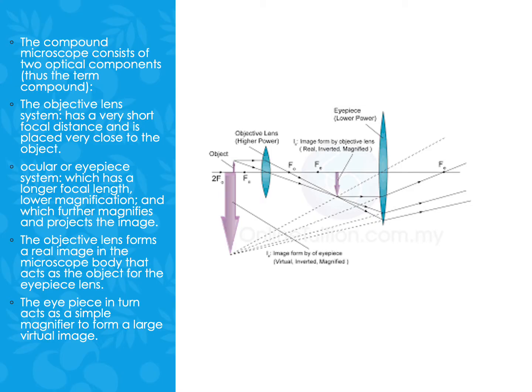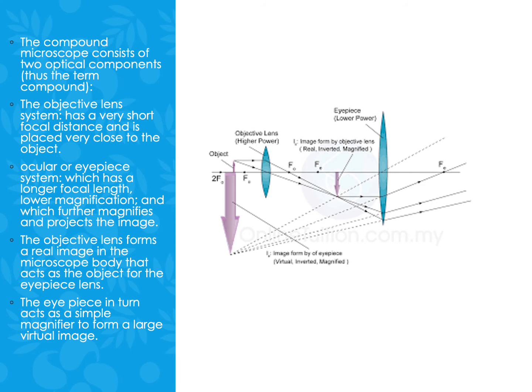The compound microscope consists of two optical components, and hence the name compound. It is composed of the biconvex objective lens, which has a very short focal distance and hence a very high magnification power, and the ocular or the eyepiece, which has a lower magnification power and hence a longer focal distance or focal length. This further magnifies the image and projects the image.